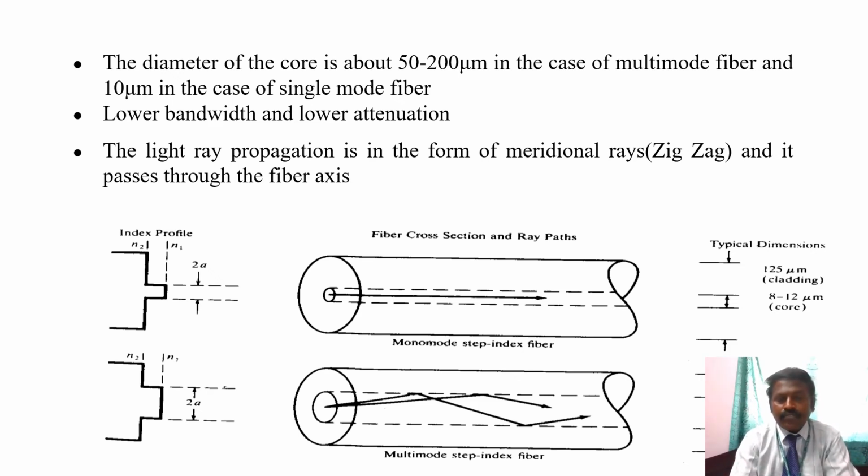Now look at the diagram. These are the index profiles of the single mode fiber, or mono mode step index fiber, and the multi mode fiber. Mode means the path taken by a ray inside a core. The first one has a single path only, so it is mono mode, and the second one has more than one path, so it is called a multi mode step index fiber.